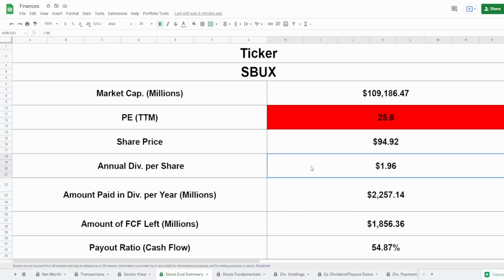But nonetheless, as we saw, they do pay an annual dividend of $1.96, which ends up being about $2.3 billion being paid out in dividends every single year. And after this dividend is paid, they're still left with around $1.9 billion in their free cash flow. The payout ratio in regards to the free cash flow is about 55%, which is very close to the payout ratio in regards to the net income as well. It's getting a little bit closer to the 60% threshold. However, it is still below the 60%. Therefore, for my metrics, they are 100% able to afford this dividend.